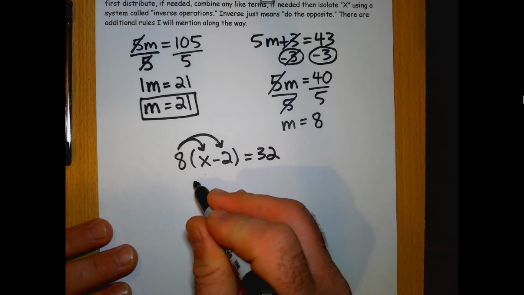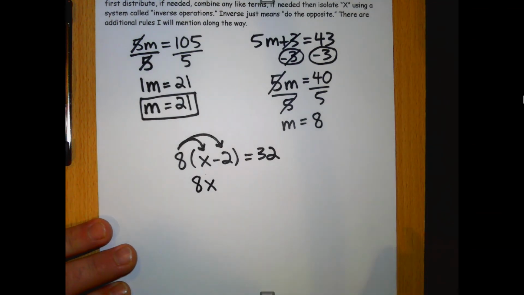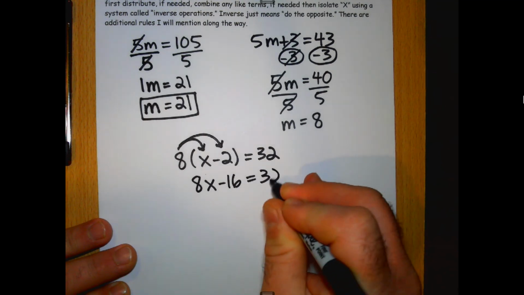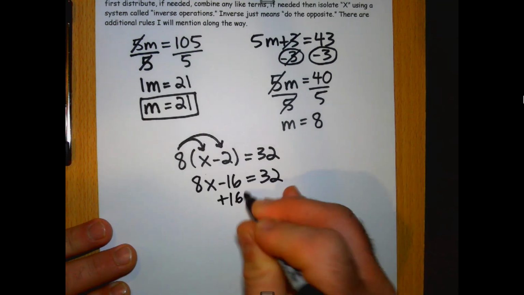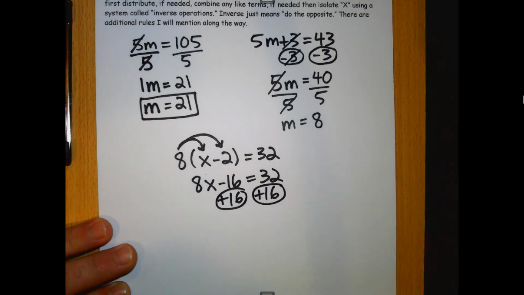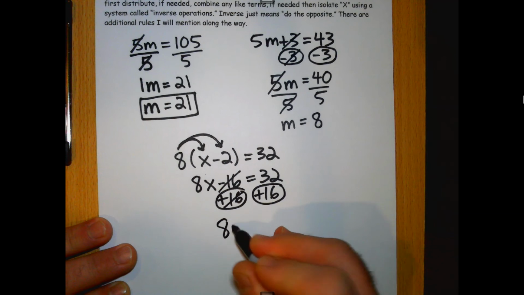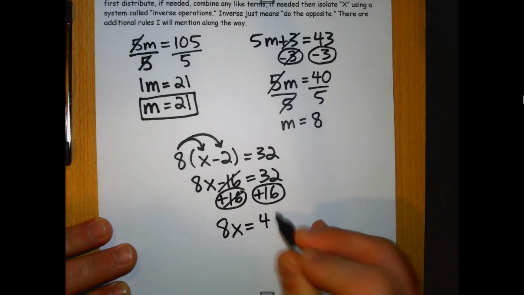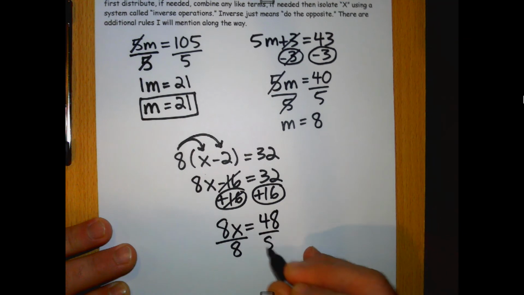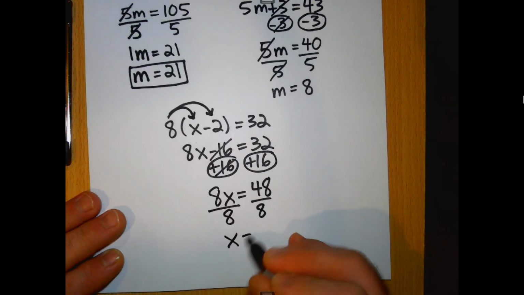So 8 times x is 8x. 8 times negative 2 is negative 16. And then we do the same thing we did there. First, add or subtract. In this case, the opposite of minus 16 is plus 16. So now I have 8x equals 48. Divide both sides by 8. And then x equals 6.